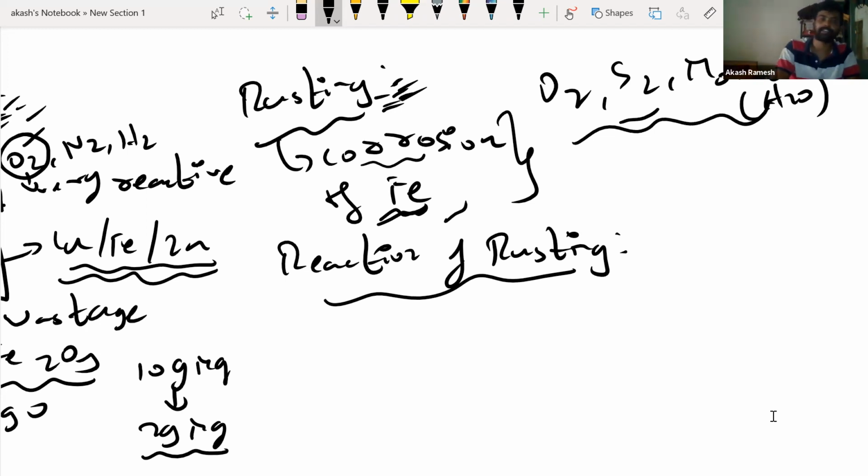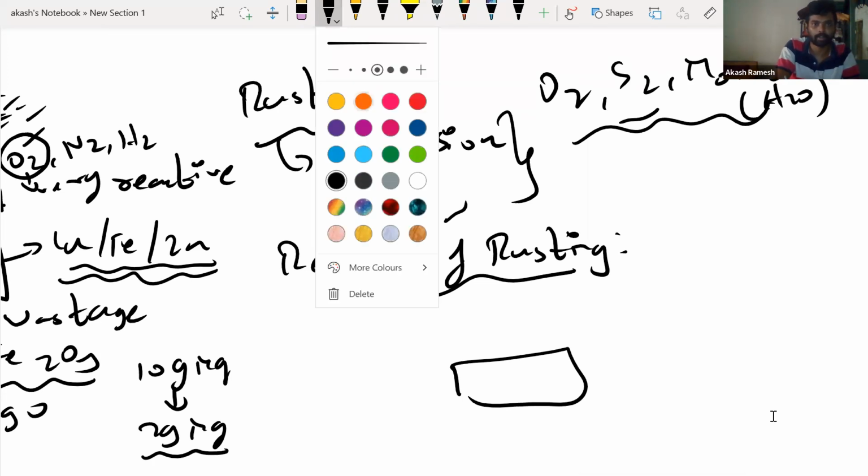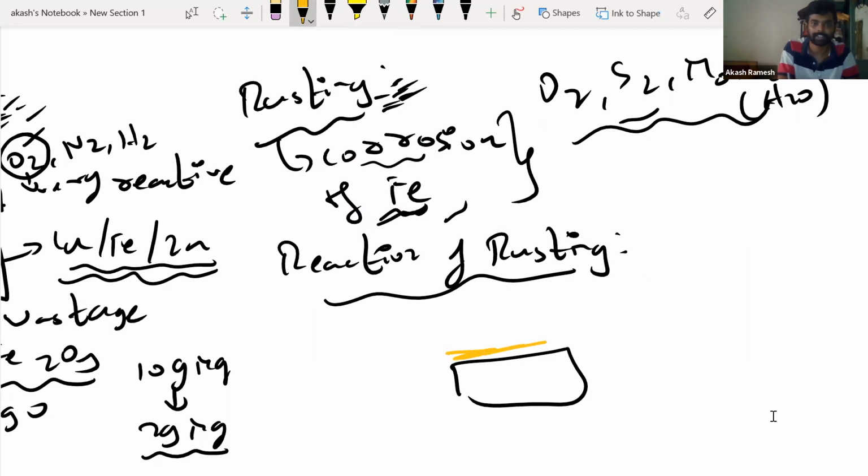Right? Fine. Now you must have already seen so many times iron rods, say in the welding shops and all. If this is the metal, maybe I can take some brown color. Do I have a brown color? Yeah, something like this. You will see that there will always be a coating on the iron surface. This is what is called your rust.